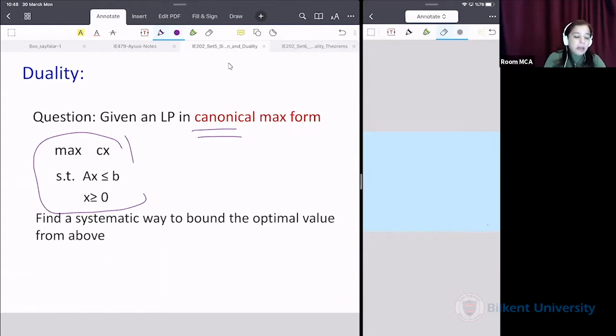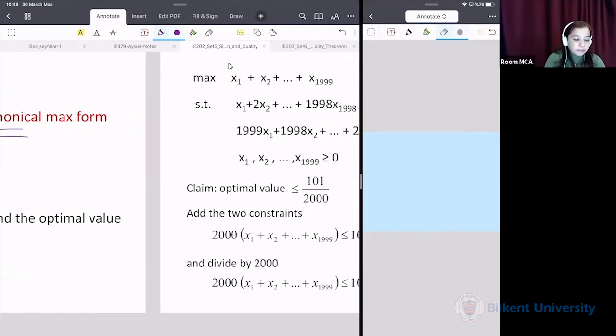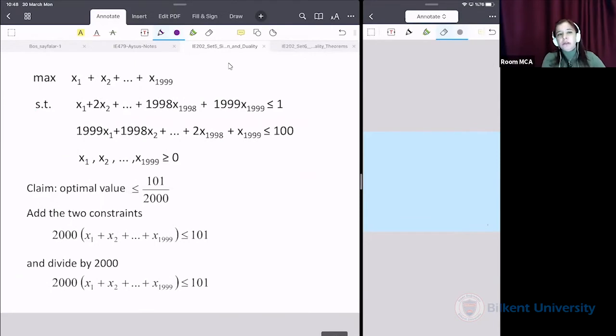Okay. Now, the very first thing, let's look at this first. Look at the objective. Maximizing, I have 2,000 variables, and I'm trying to maximize their summation as my objective function. I have two constraints. The first one is x1 plus 2x2 plus 3x3 plus and so on, less than or equal to 1. And the second one is 1999 x1, 1998 x2, and so on, less than or equal to 100.